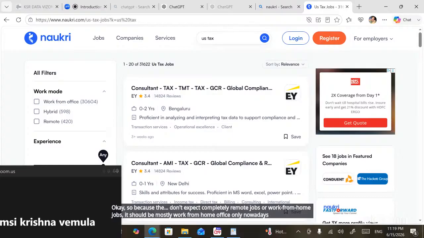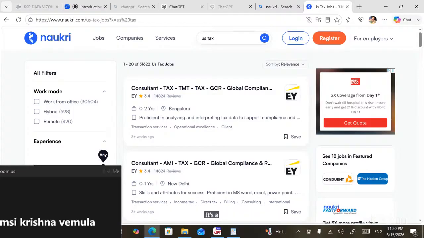But once you join, it will be reasonable. It depends on the manager and you. No company is asking you to come to the office 5 days a week. So it is manageable, maximum weekly once or else monthly 3 or 4 times, something like that is going on, sir.